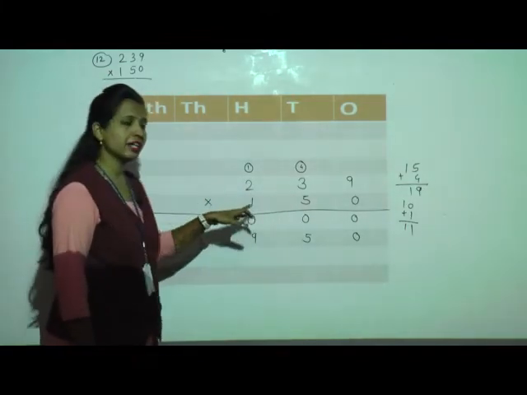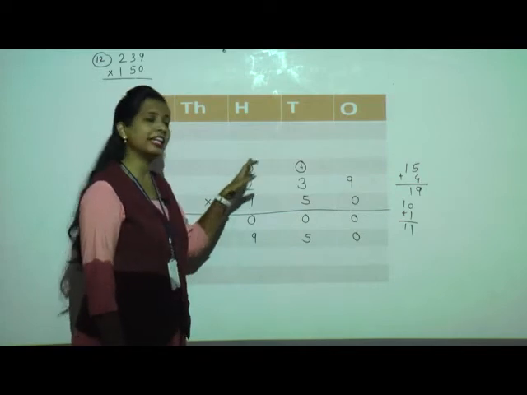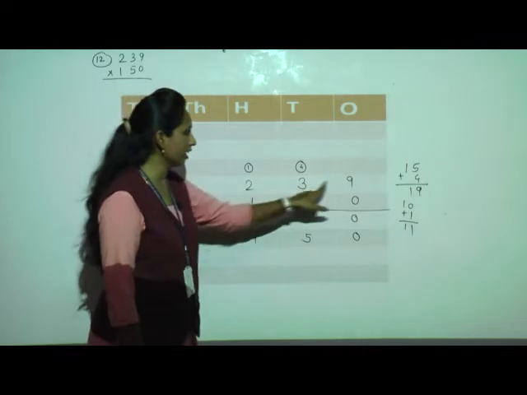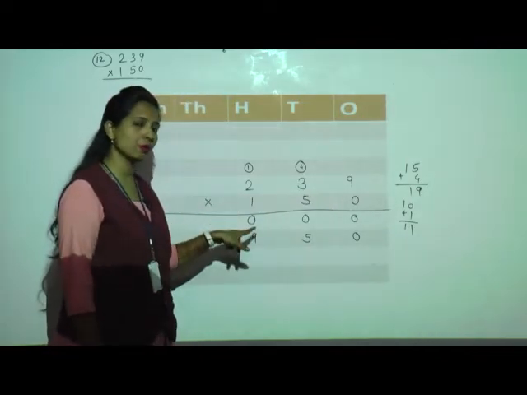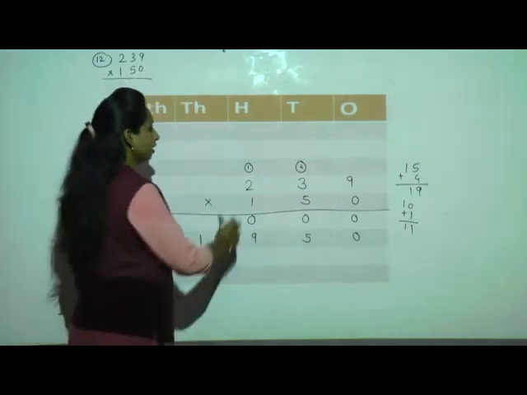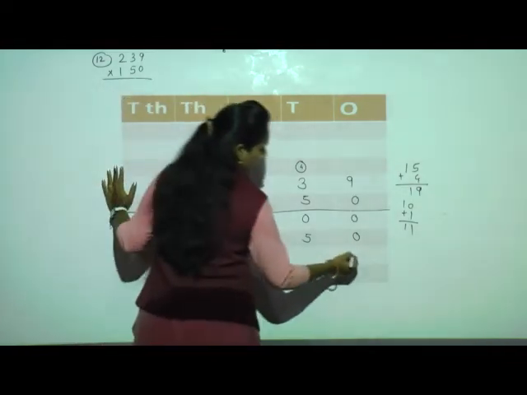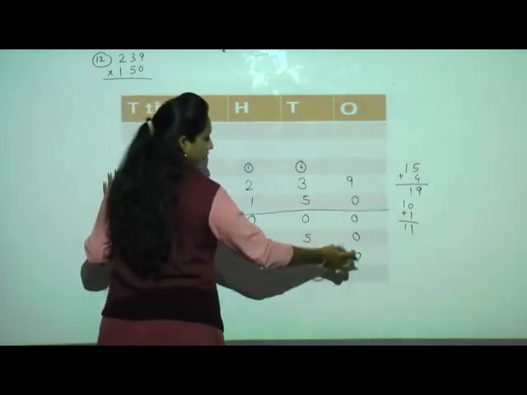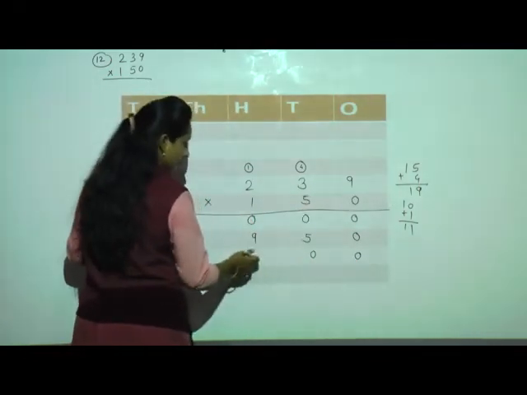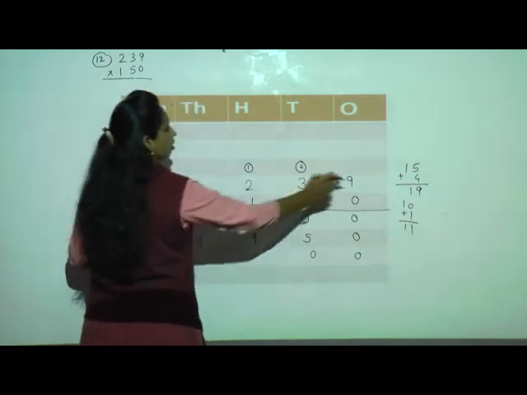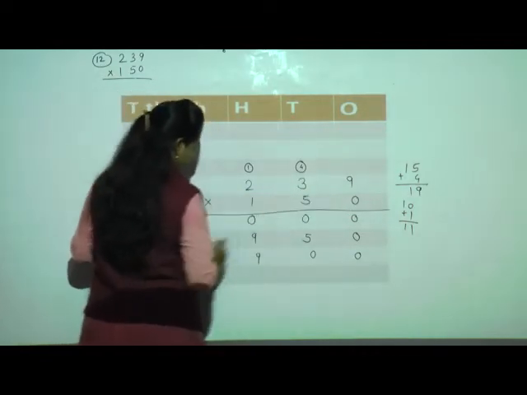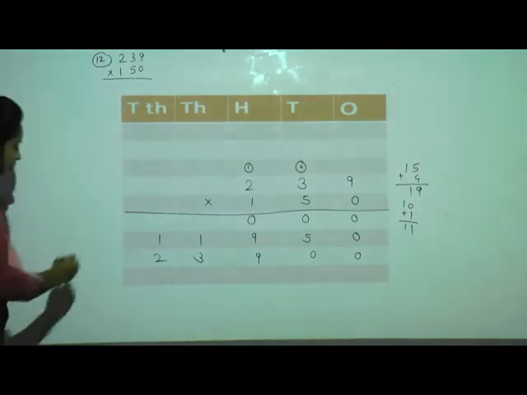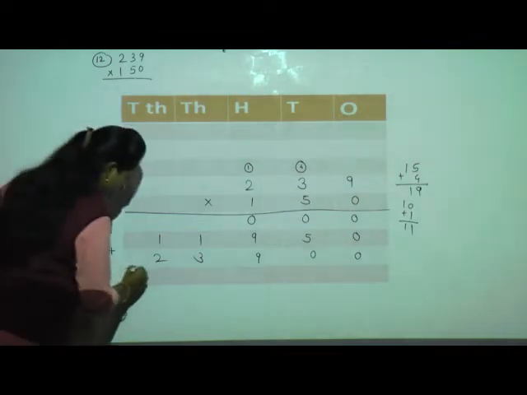What is there on 100's place? 1. Whenever you multiply any number by 1, we get the number itself, means 239 multiplied by 1 is 239 only, but we are doing the hundreds place, so put 2 zeros at the ones and tens place, and start writing the answer from the hundreds place. 1 nines are 9, 1 threes are 3, 1 twos are 2. Now we got 3 products. Now we will add these 3 products together.